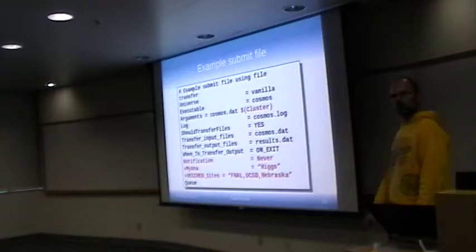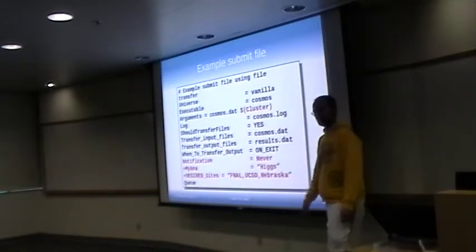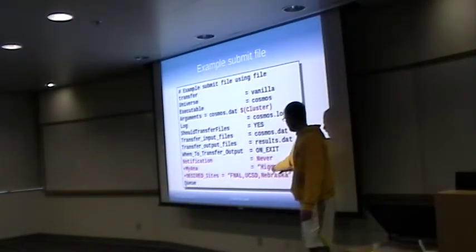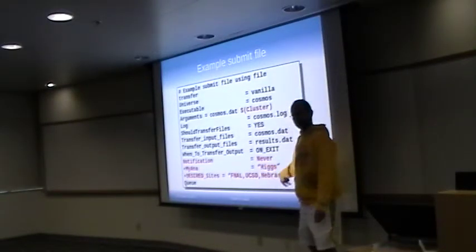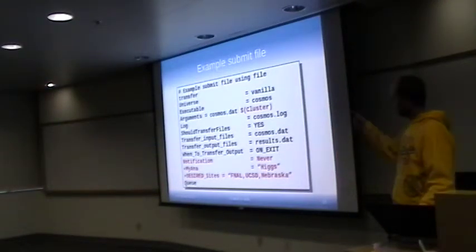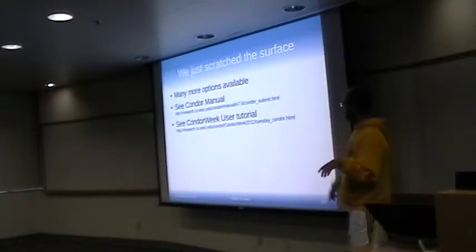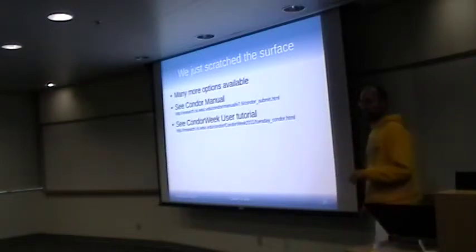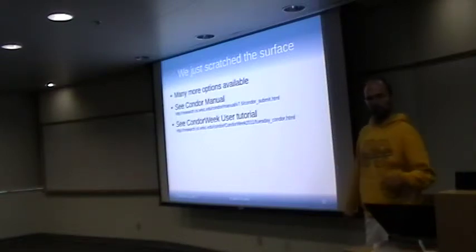So here you have a slightly more complicated submit file. We added a cluster in the arguments, so each job will be slightly different. We disabled notification, we added a mnemonic, and we said this is actually for glidein, and I want to run at this site. Actually, put back the log. And there are many more options available. I just barely scraped the surface. You have the Condor manual, see the Condor week user tutorial. It provides lots of information. I just picked the most interesting ones that you may want to use, but definitely, you don't need to stop here.